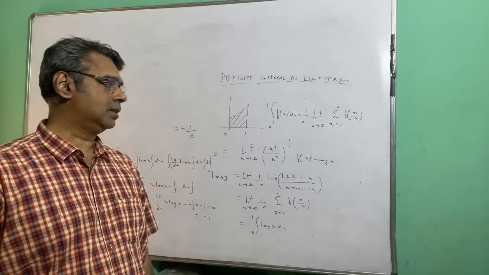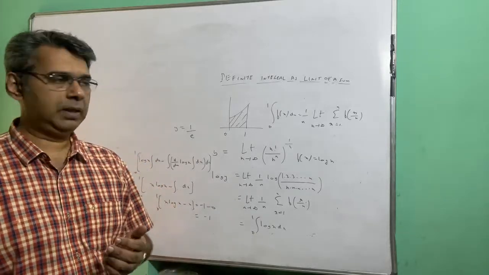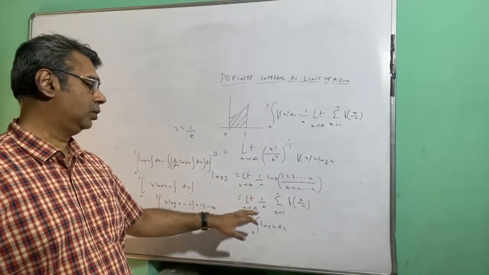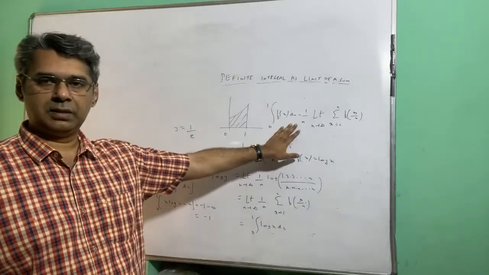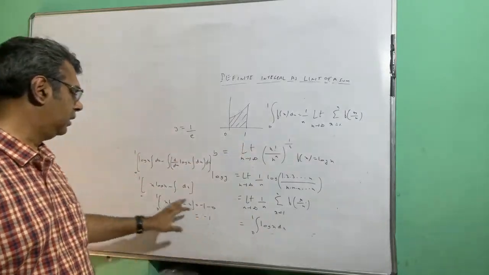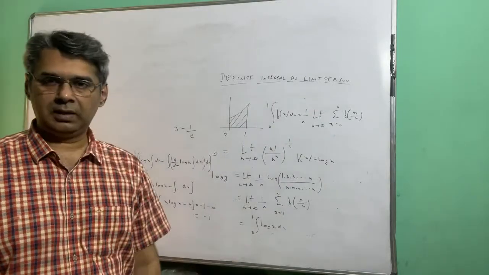So in most cases the sum will be presented to you as a limit like this one, and you will have to convert the limit into an integral by using this as the theory. After that, the integral you will have to do, put the limits and get the answer.